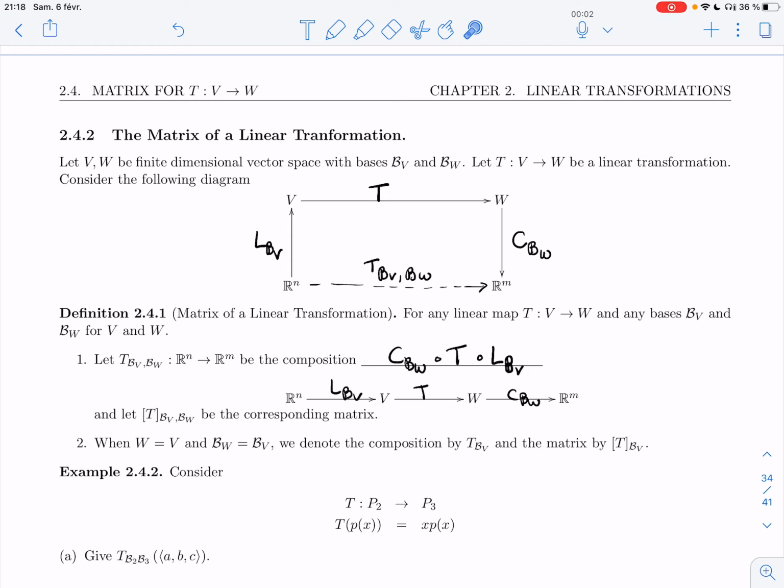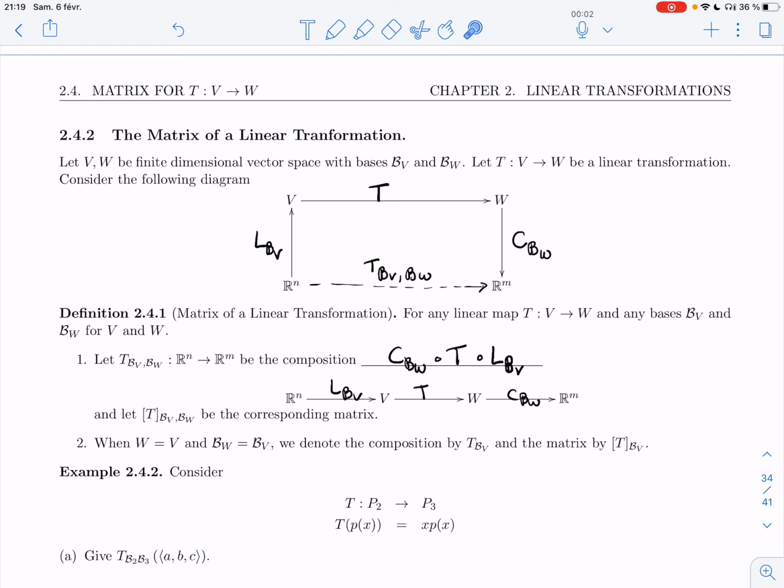So when W is equal to V and we use the same bases, we don't need to keep both bases. We could just write T_BV and the matrix of T_BV. All right, so let's try an example. This is a bit confusing at first, I find.